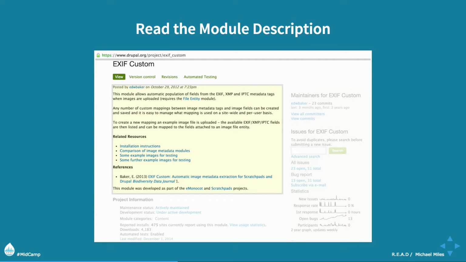I go to the Drupal.org project page and I look at the different metrics. So I read the module description, which says, I'm not going to read the whole thing, but it allows for automatic population of EXIF data into file entity fields. File entity was one of my other keywords. It also says that these mappings are able to be made between the metadata tags and entity fields. So those are custom mappings I want to set up.